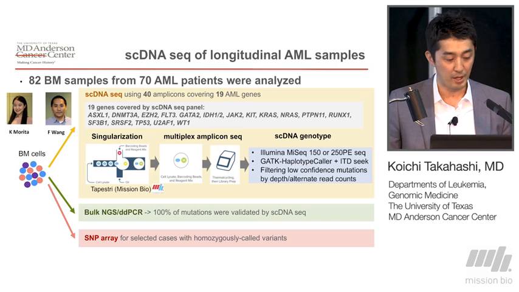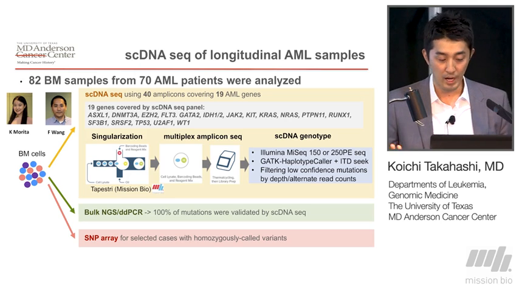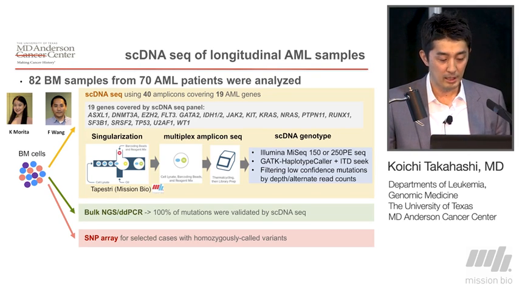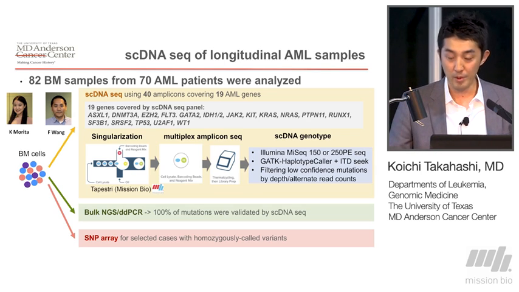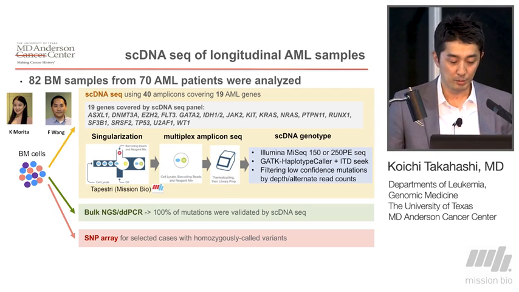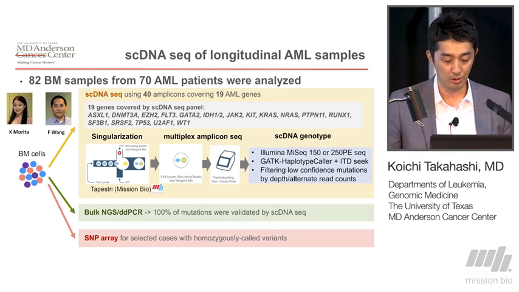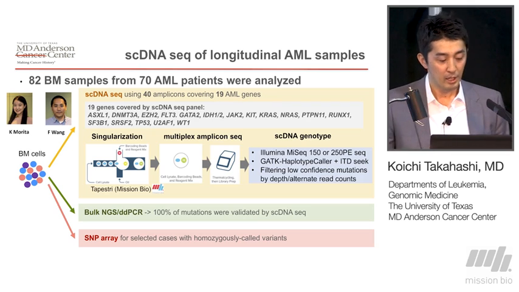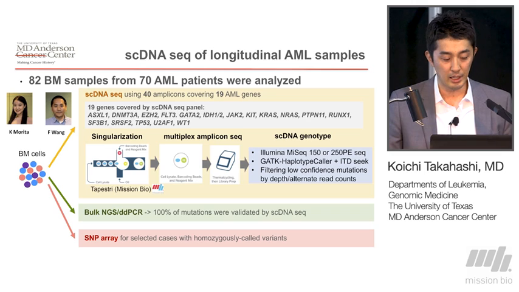The initial AML panel targets about 19 recurrently mutated genes in AML, with 40 amplicons across these 19 genes. Samples were sequenced on the MiSeq, either 150 or 250 paired-end. For the FLT3 ITD cases, we prefer 250 paired-end because it will cover most of the FLT3 ITD. We use the GATK HaplotypeCaller or ITDseek combination to call the mutations. We also did concurrent bulk NGS as well as ddPCR to validate the single cell DNA-seq detected variants.